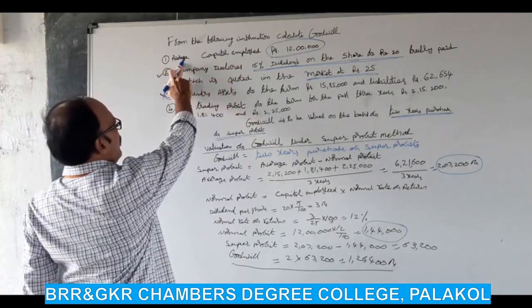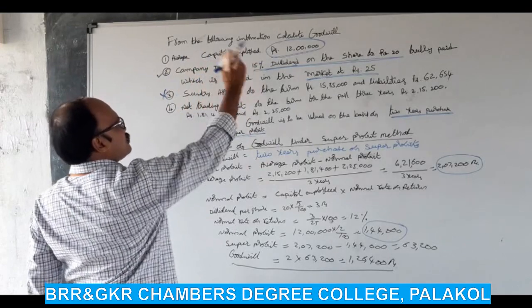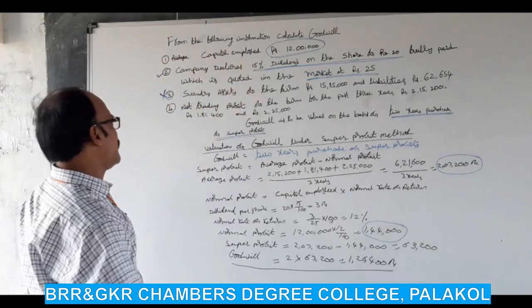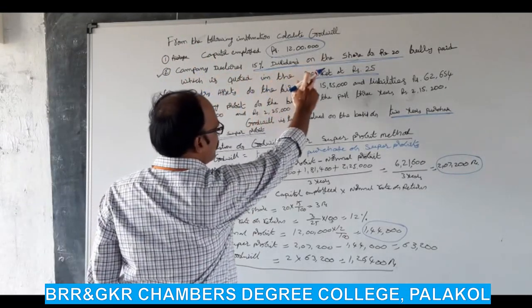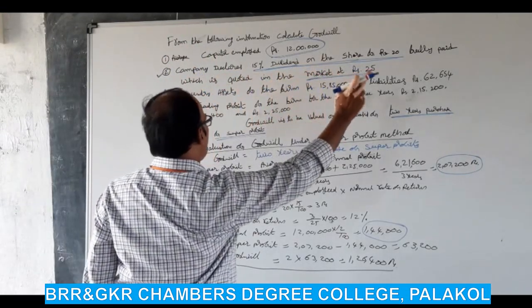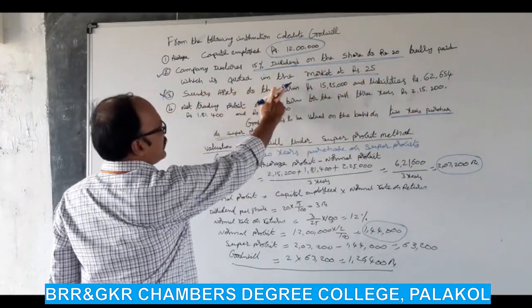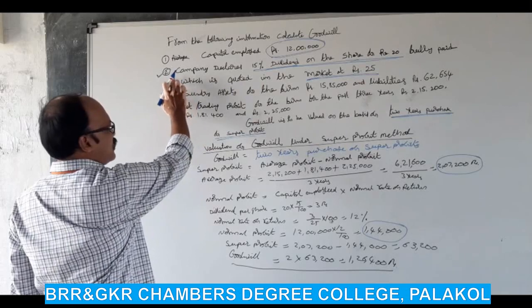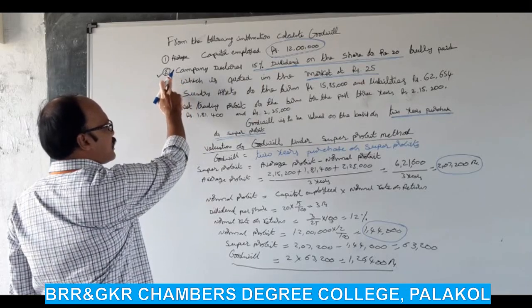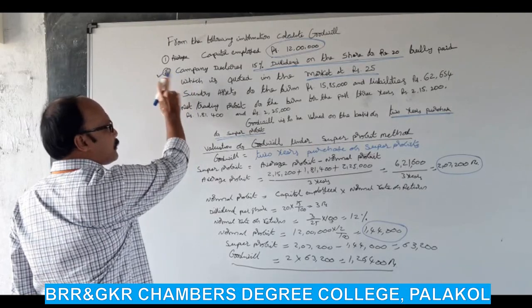First point, average capital employed rupees 12 lakhs. Second point, company declares 15% dividend on the share of rupees 20 fully paid, which is quoted in the market at rupees 25. This is very useful information for calculating normal rate of return, because the normal rate of return is not available directly in the problem.